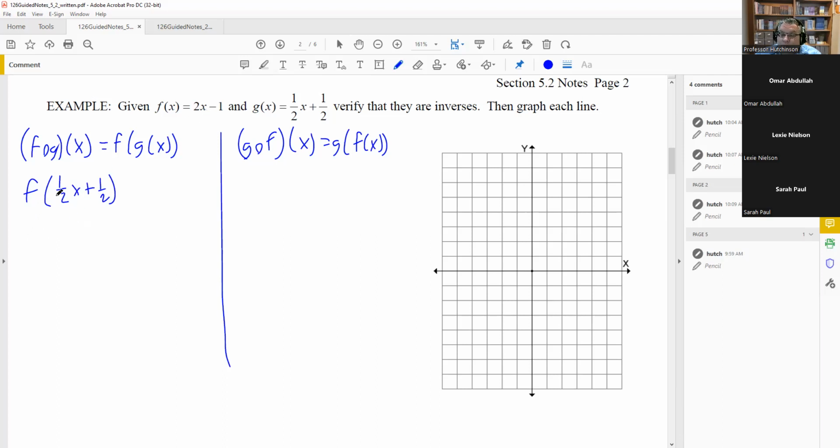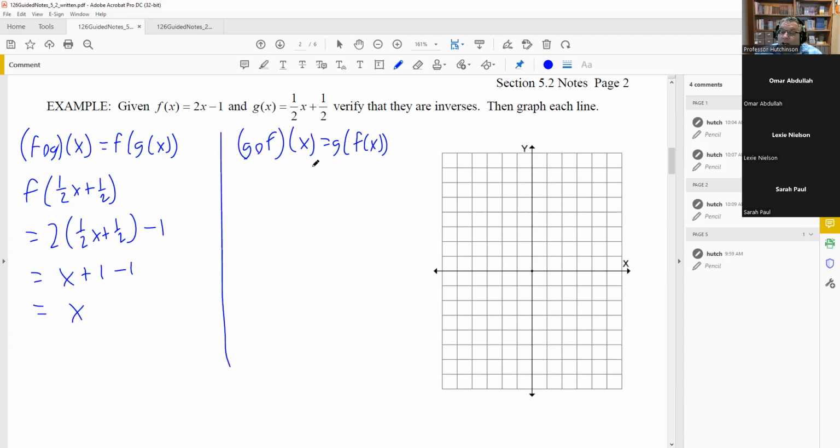So originally, I have 2 times a blank minus 1. Originally, I had this x here. I'm going to remove it and replace it with what's inside the parentheses, 1/2 x plus 1/2. Then you're going to multiply by 2. 2 times 1/2 x is just 1, so that's x. 2 times 1/2 is just plus 1 there, and I have a minus 1. And I get x. So I've shown that doing the first part, I get an x.